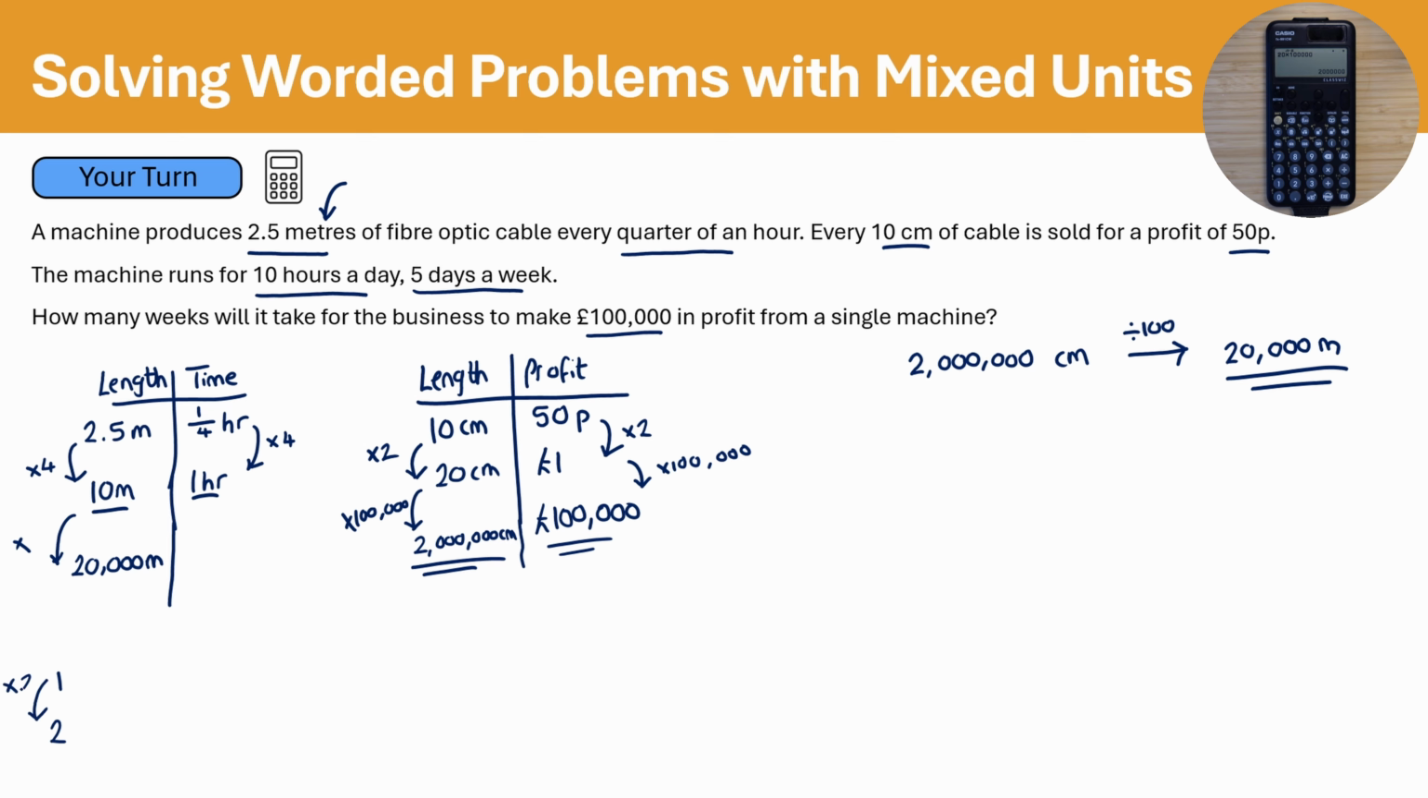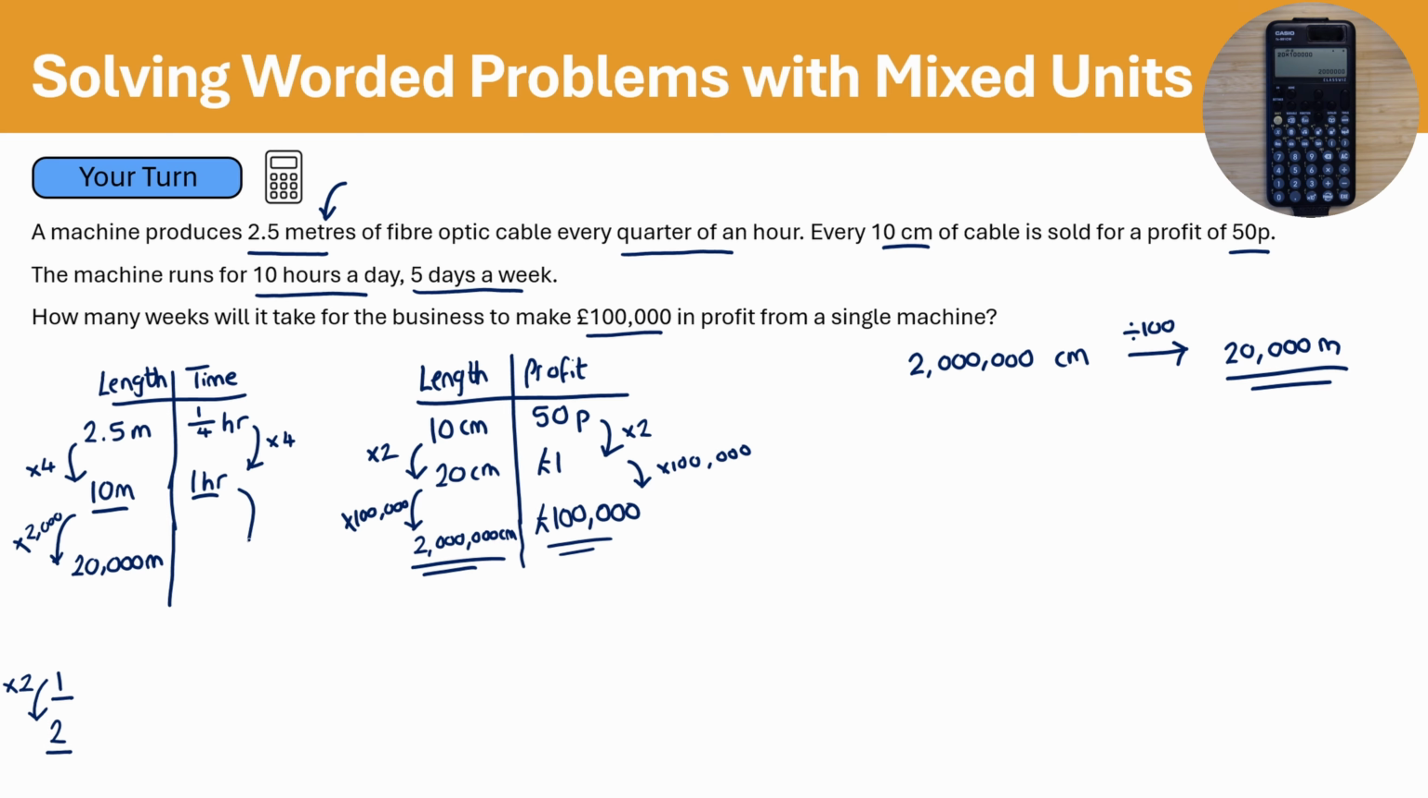Well, obviously you'd multiply by 2. But if you had to use these two numbers to work out that multiplier, you would take this number and divide it by this number. So that's the same in this case. We'll take our 20,000 and divide it by 10. Well, that gives us 2,000. That's how you work out those multipliers.